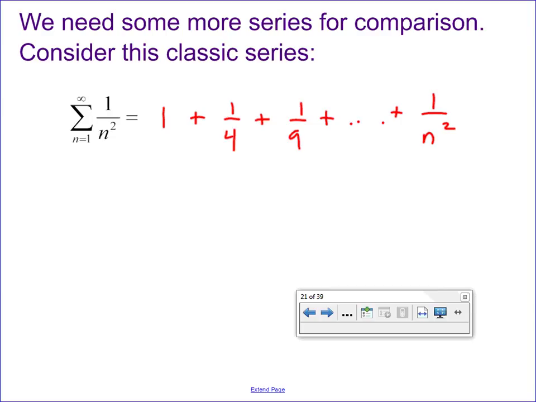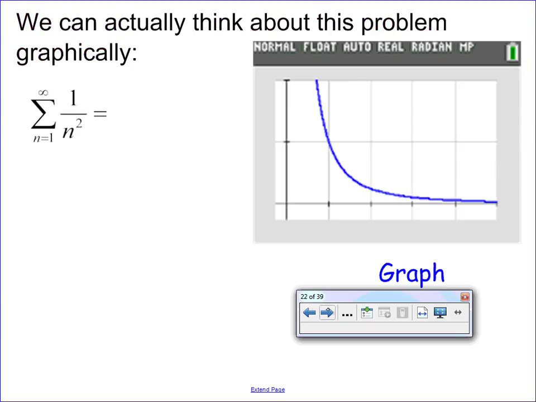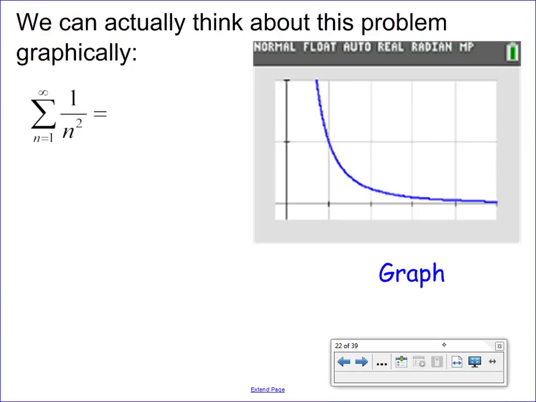Okay, our job is to figure out whether this converges or diverges. So we can actually think about this problem graphically. If we think about, again, that's not a continuous function, right? Yet. That is a sum of terms, each of which has a value that is finite. We just expanded the first several, and they were what?